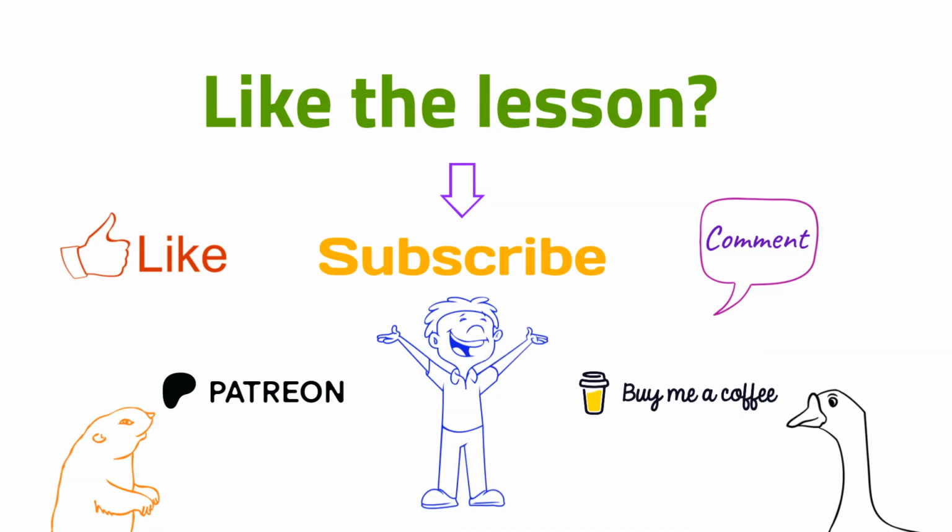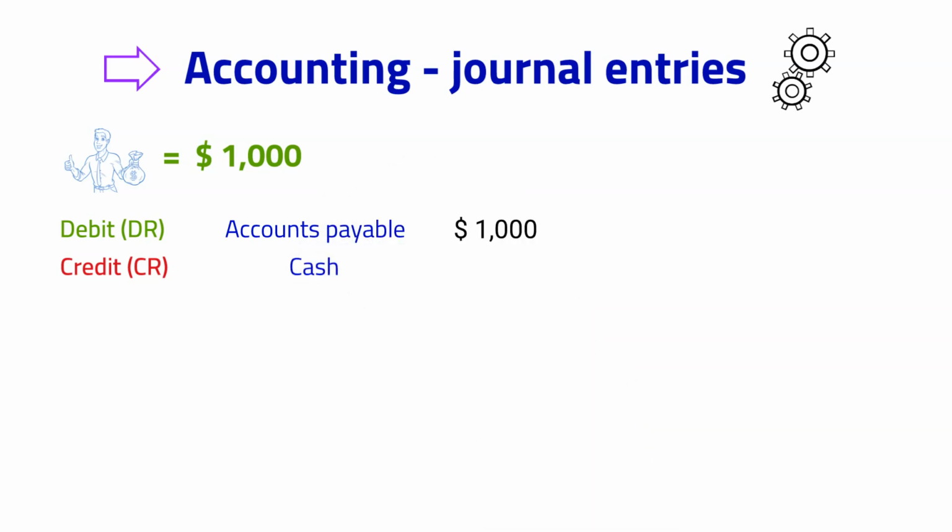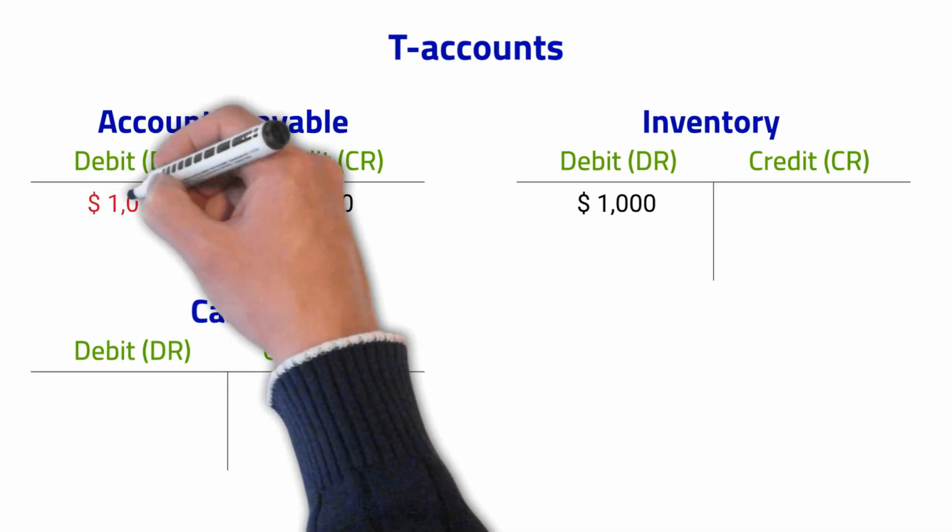When you pay the supplier, you reduce the payable. Let's imagine we settle the full amount, and the journal entry will be: debit accounts payable $1,000, credit cash $1,000. And again, briefly, T accounts.